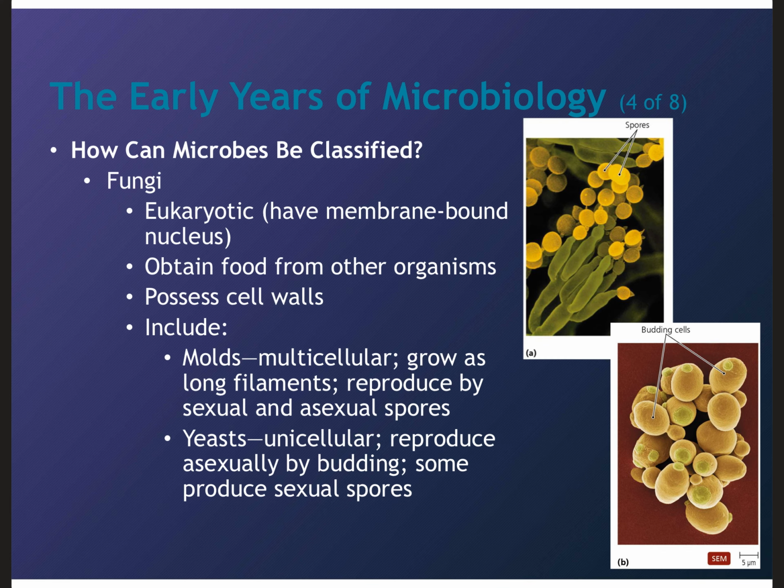All right, so continuing on into fungi. So they are eukaryotic. They will have a membrane-bound nucleus, right? They obtain their food from other organisms. So they are saprotrophs, I believe is the term for it. And they possess cell walls. Fungi are in this weird kind of not completely plant, not completely animal kind of thing. People who study fungi, they're called mycologists, right? They're really fun guys.